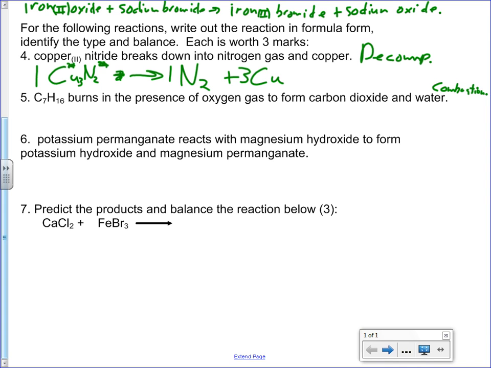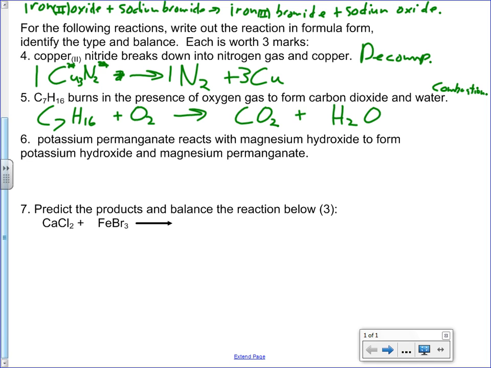But I find inevitably if I put C7H16 reacts with oxygen, nobody gets it right, so I end up just saying burns. Okay. All right, and I also give you the compound, mostly because I don't know the prefix for 16, so there was no way for me to write it out in words for you. Okay. Presence of oxygen, okay, to form carbon dioxide and water, which are always the products of a combustion reaction. So give them a mark if their formula looks like that.